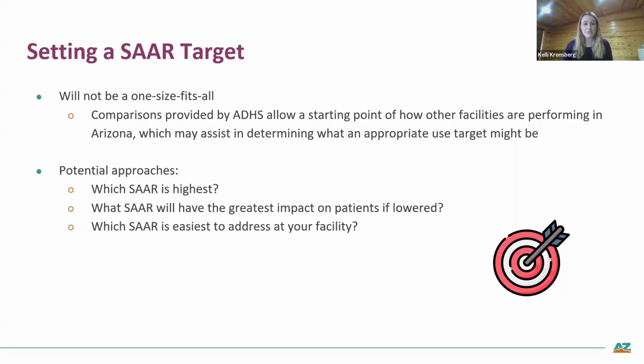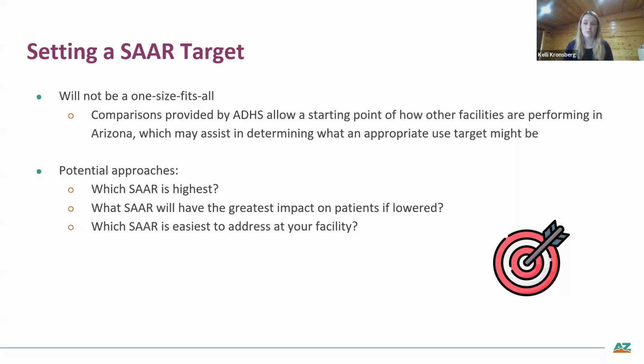Feasibility is also going to be a factor: which is going to be easiest to address at your facility. Maybe you can hit a couple of those and focus on anti-MRSA use, if that's an elevated SAR at your facility, potentially decreasing nephrotoxicity or other adverse effects that patients might experience, as well as working with your pharmacist on dosing it.